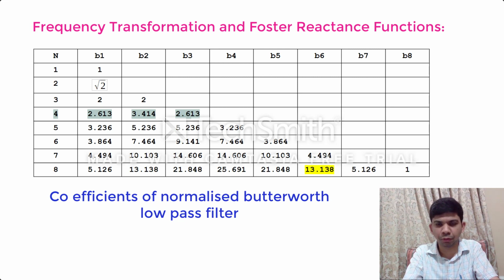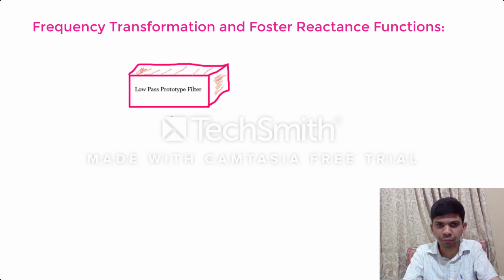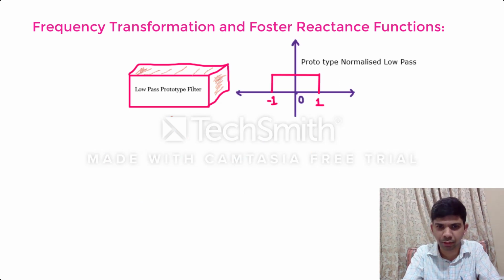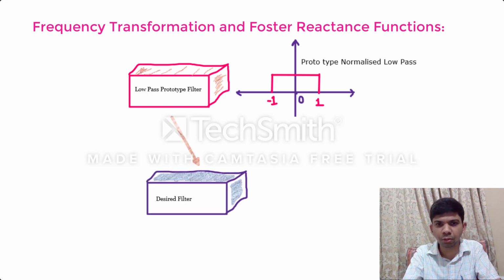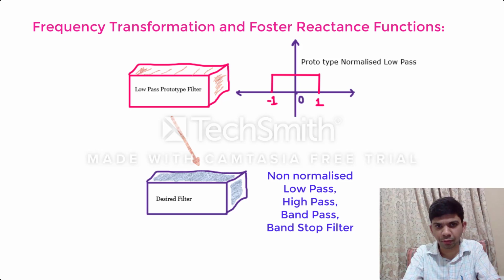In frequency transformation, we are assuming a prototype filter. This prototype filter is again a low pass filter with cutoff frequency 1 radian per second, and then we are going to transform it, we are going to convert it into the desired filter, which may be anything like a low pass filter with the desired frequency, or a high pass filter, or a band pass or band stop filter. Let us understand how to do it.